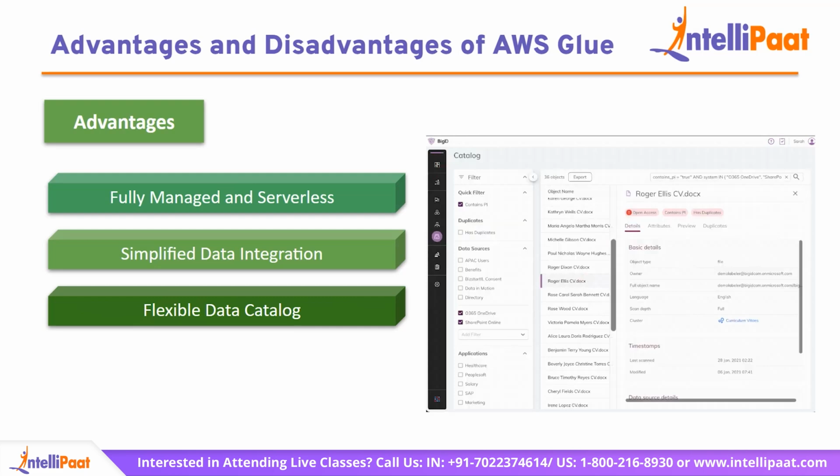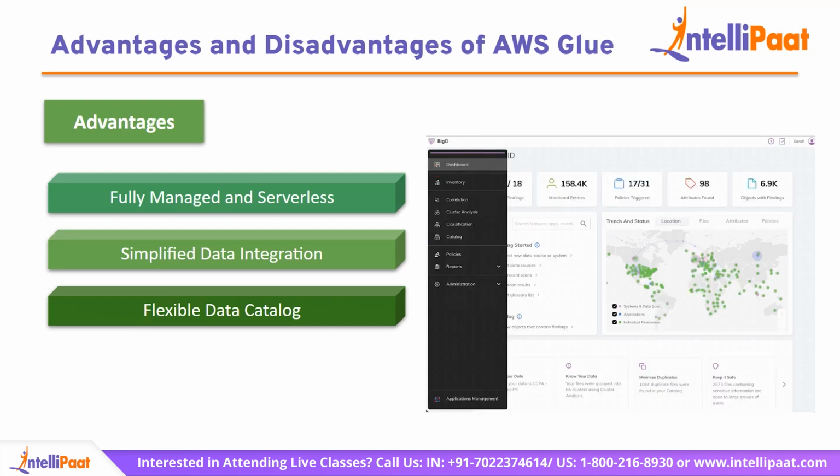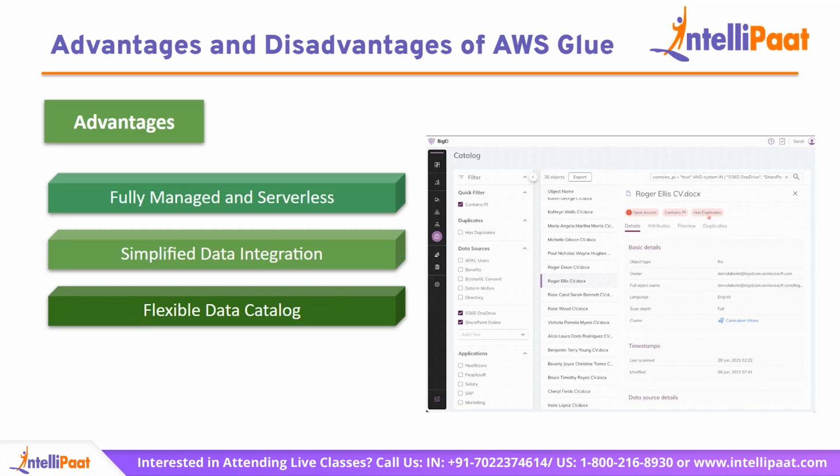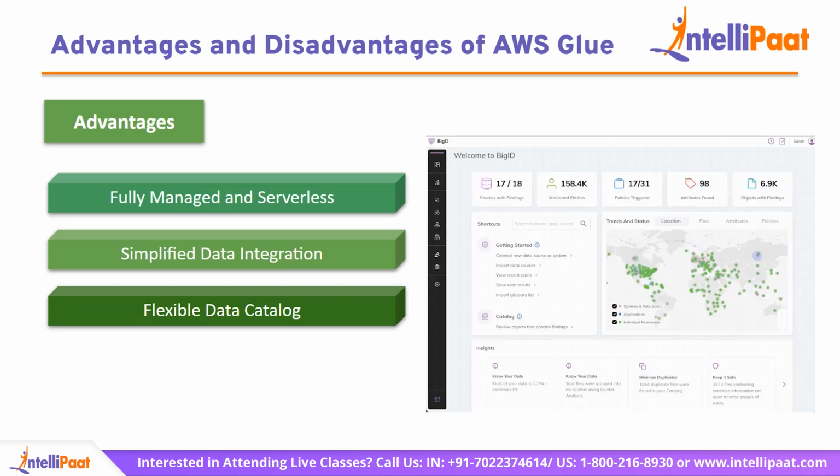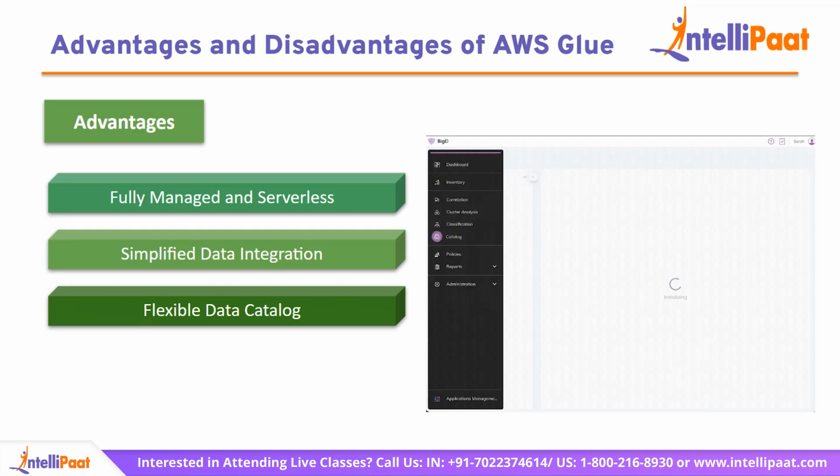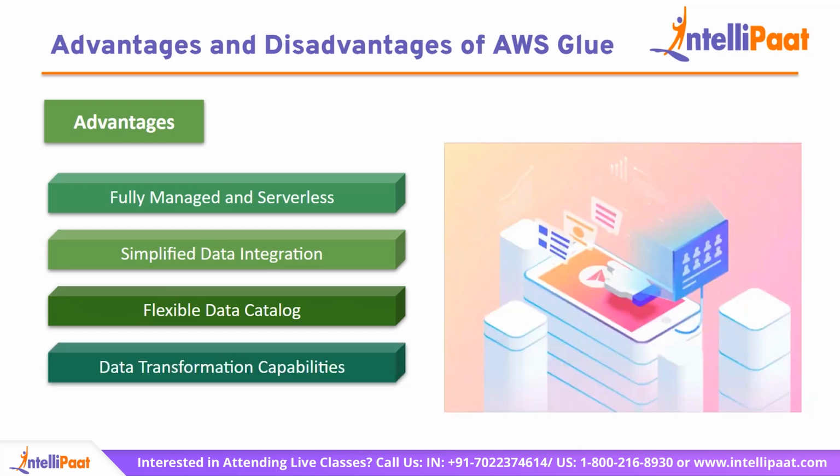The third advantage is flexible data catalog. The Glue Data Catalog provides a centralized metadata repository, making it easy to discover, search, and manage data assets. It supports structured and semi-structured data, allowing diverse data types handling.